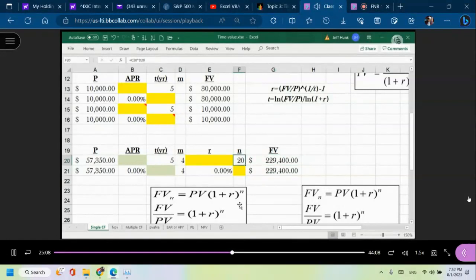So what does that mean? N would be 20 because there are 4 compoundings per year. So for 5 years, there's going to be 4 times 5, 20 compoundings, right? So our next question is then, what's going to be the rate? And this rate means periodic rate. It's quarterly rate in this case, right? Because when compounding is quarterly, the relevant rate is quarterly rate, not the APR, not the annual rate, right?